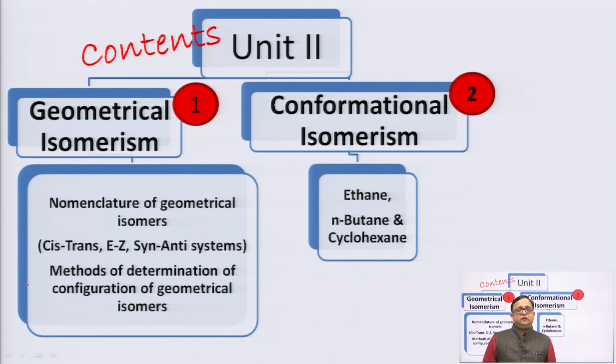Second part deals with the conformational isomerism. Conformational isomerism arises due to rotation around single bond, and this topic will be discussed with reference to few molecules like ethane and butane and cyclohexanes.